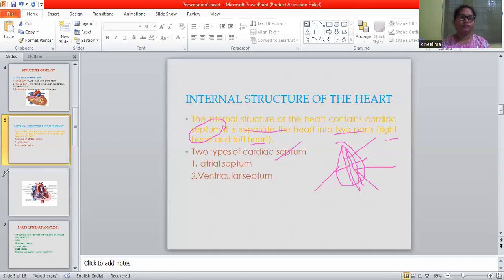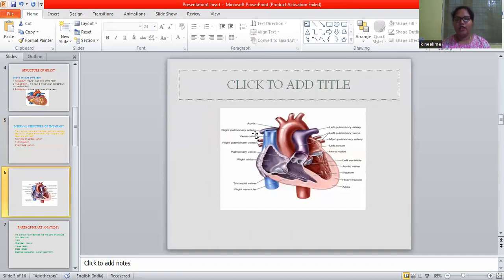Again, we can see a neat labelled diagram of the internal structure of the heart, showing the parts of the heart. This is the right atrium, this is the right ventricle, this is the left atrium, and this is the left ventricle. Above, the atria are present, and below, the ventricles are present.